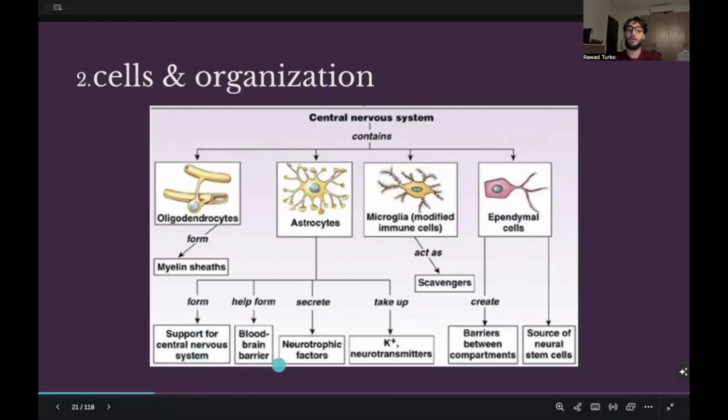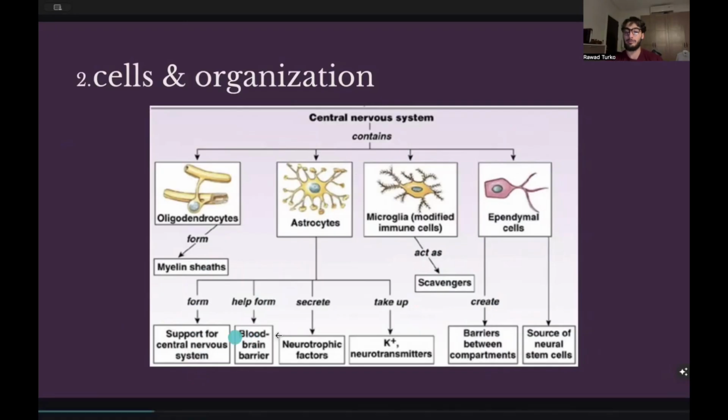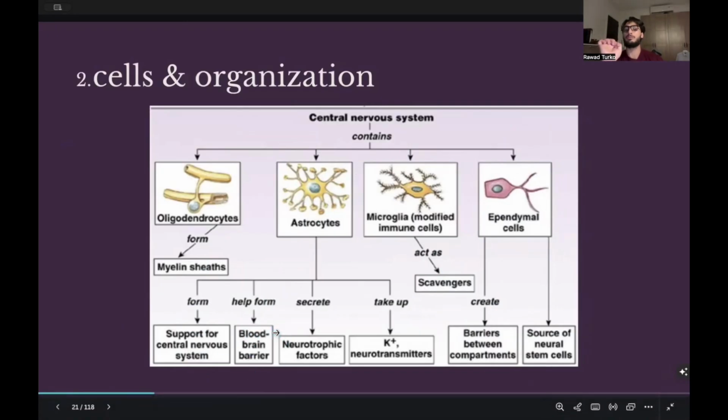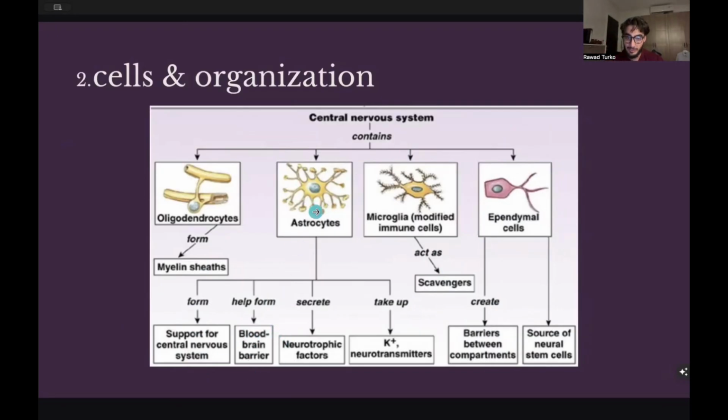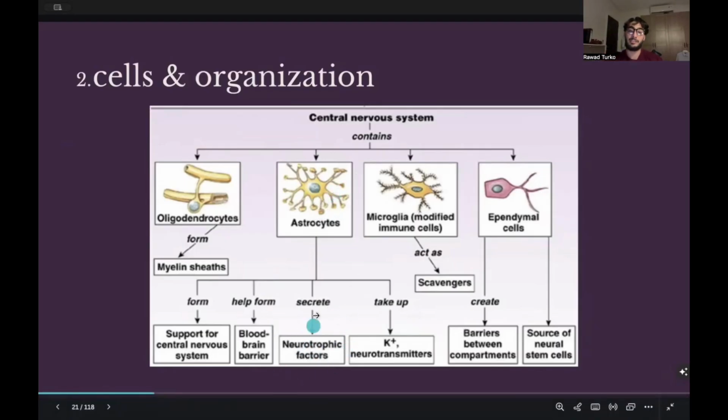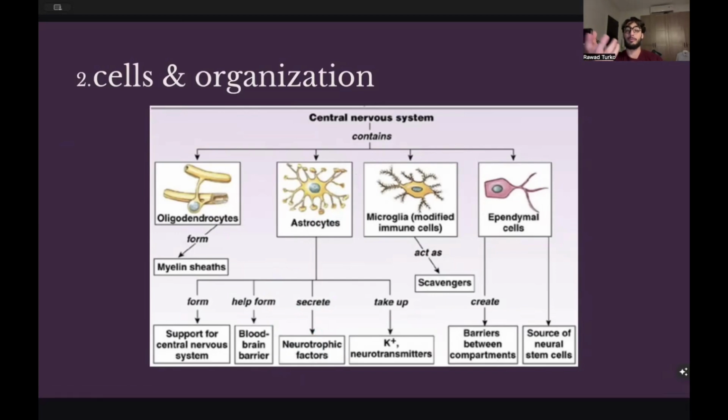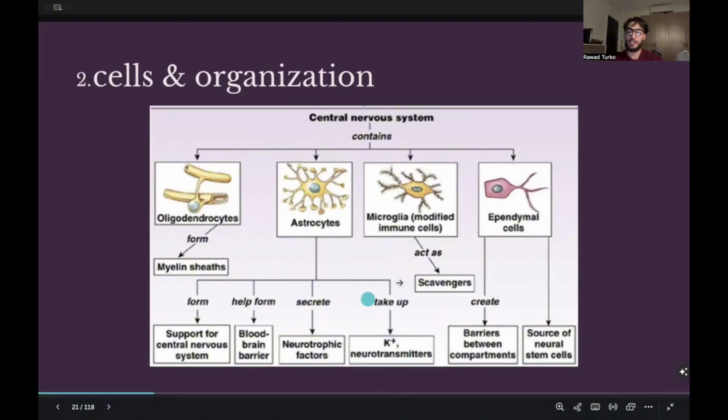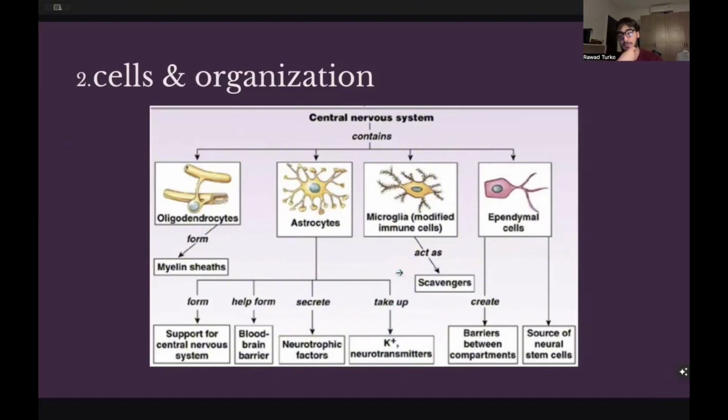First of all, they form support for the central nervous system. They help form the blood-brain barriers, or specifically the foot processes of these astrocytes, these things that you see here. They're the ones that help form the blood-brain barrier. They secrete neurotrophic factors, so things that can basically help with neuronal repair following injury. And they take up potassium and neurotransmitters. So they just take up neurotransmitters in the synaptic cleft if there's any leftover neurotransmitters in that area.